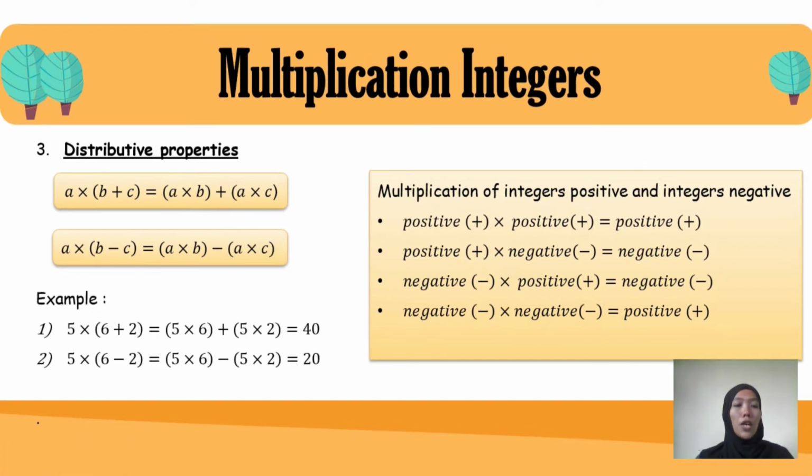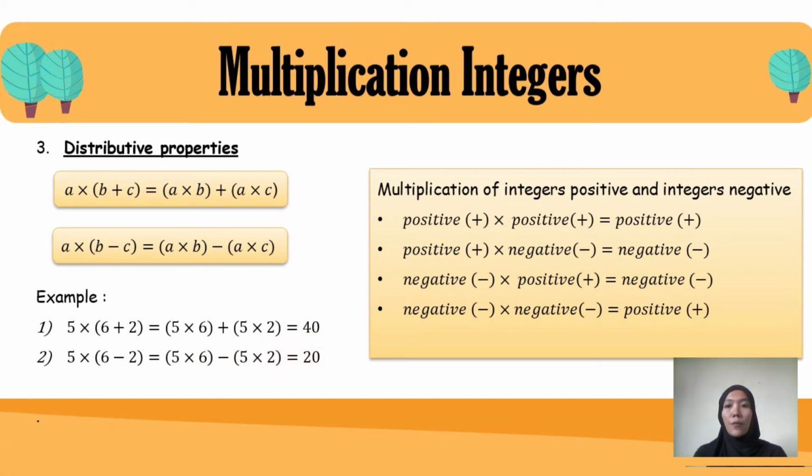For example 1, 5 times open bracket 6 plus 2 close bracket is equal to open bracket 5 times 6 close bracket plus open bracket 5 times 2 close bracket, which is equal to 40. And for example 2, 5 times open bracket 6 minus 2 close bracket is equal to open bracket 5 times 6 close bracket minus open bracket 5 times 2 close bracket, which is equal to 20.